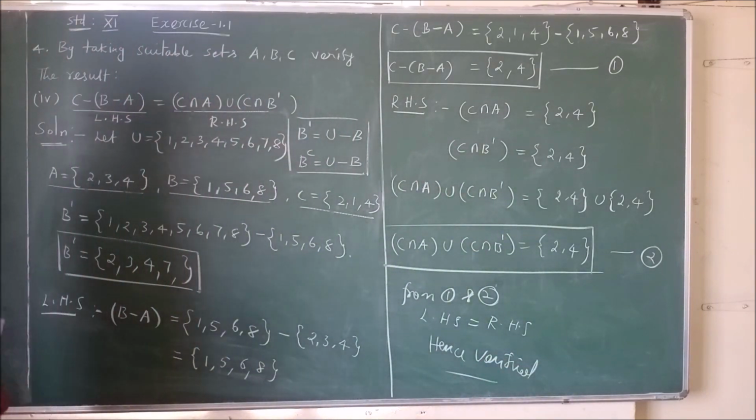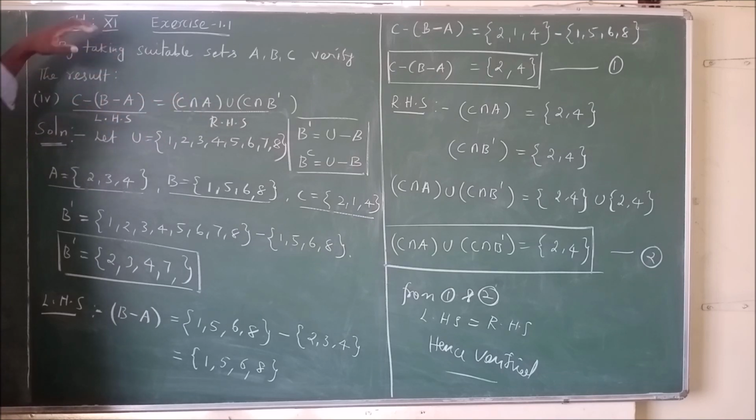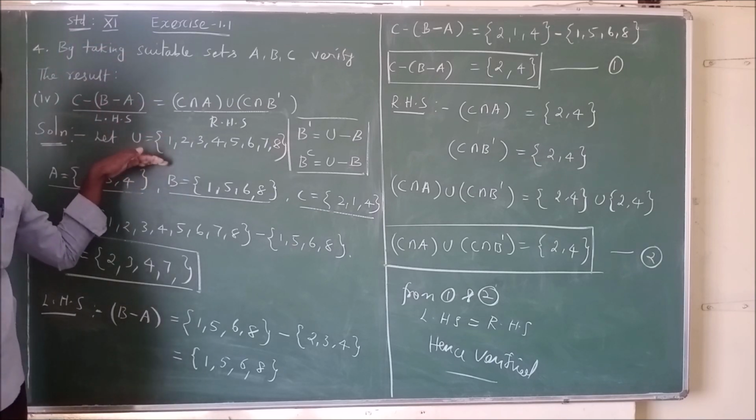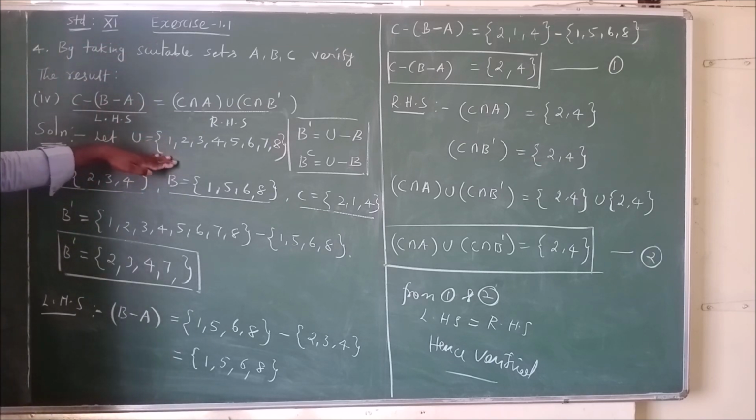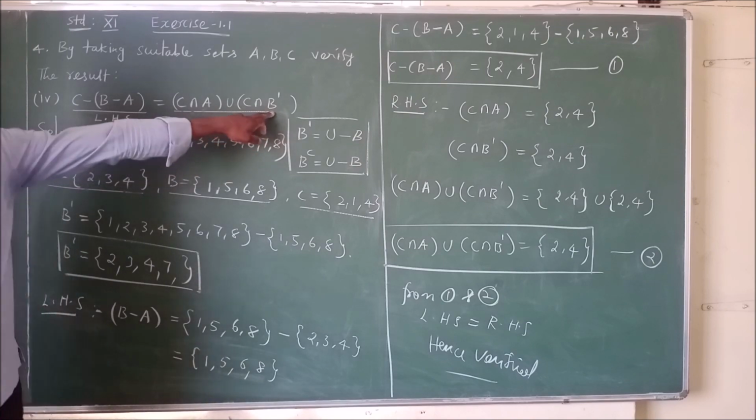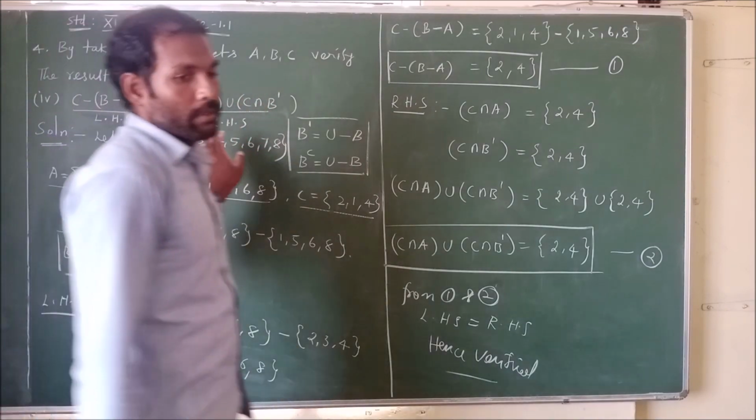From 1 and 2, LHS equal to RHS, hence verified result. So in this problem we have taken the universal set, because the complements of sets are given in the question.